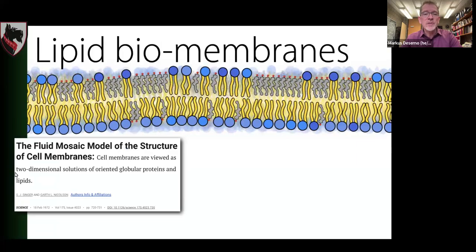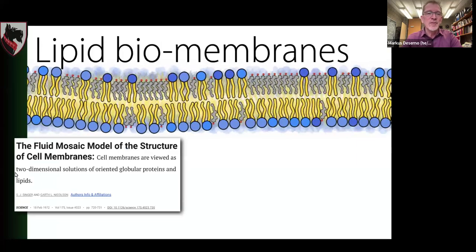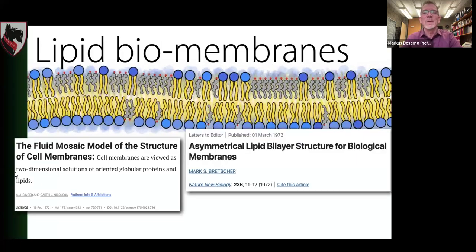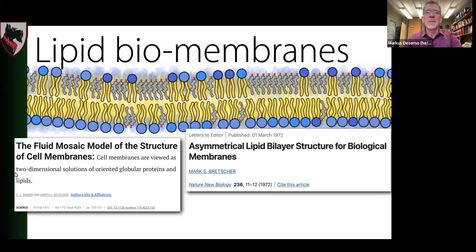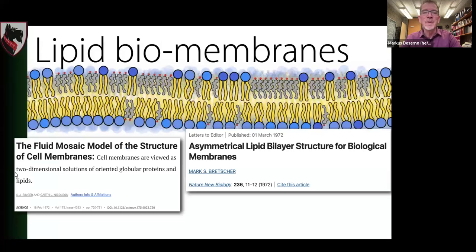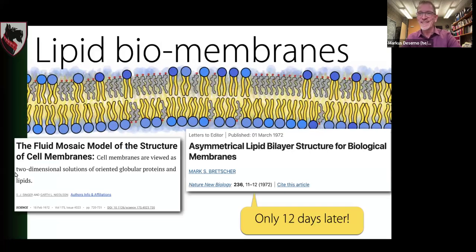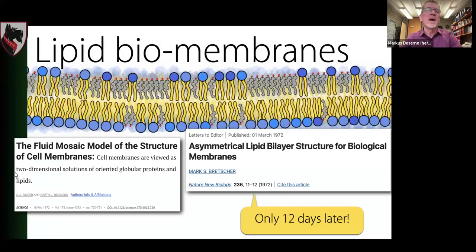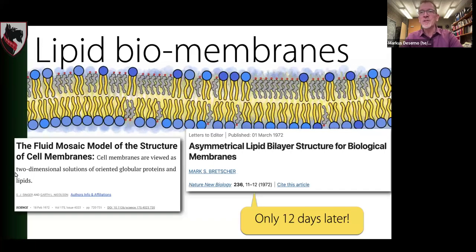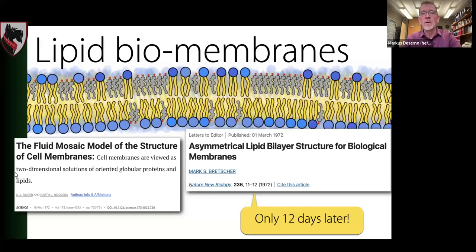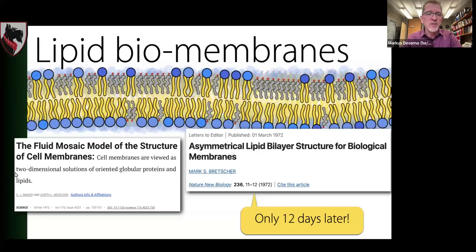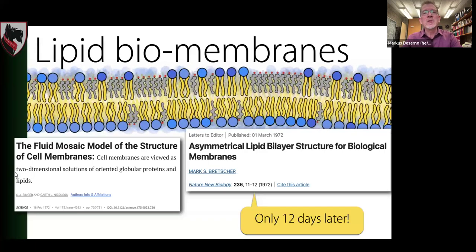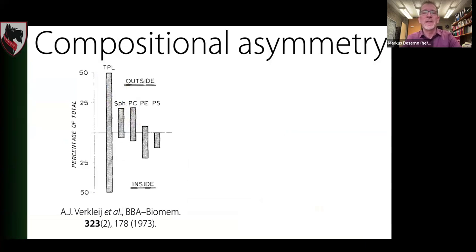Now, interestingly enough, there's another paper from basically the same time which said that these bilayers are asymmetric in the sense that the lipid composition on both sides is not the same. And this paper is basically just 12 days later. So basically from the time that we know what the structure of a lipid membrane is, we also know it is probably asymmetric. Just a year afterwards, a first paper got published that tried to quantify that asymmetry.